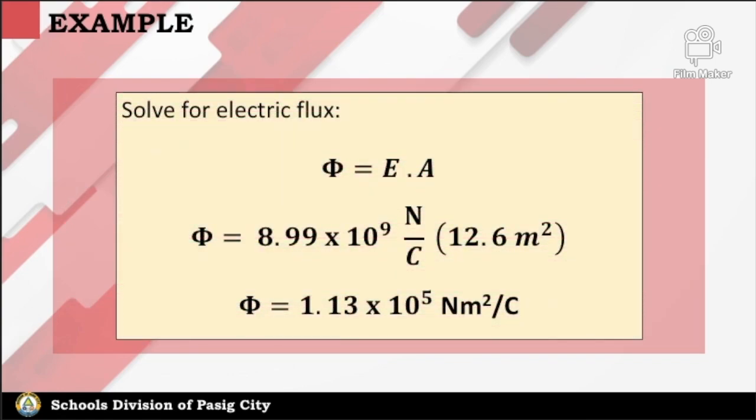Then we solve for the electric flux using the equation electric flux is equal to the electric field multiplied by the area. Substituting the values of electric field and area, we get the answer: electric flux is equal to 1.13 times 10 raised to 5 Newton meter squared per coulomb.